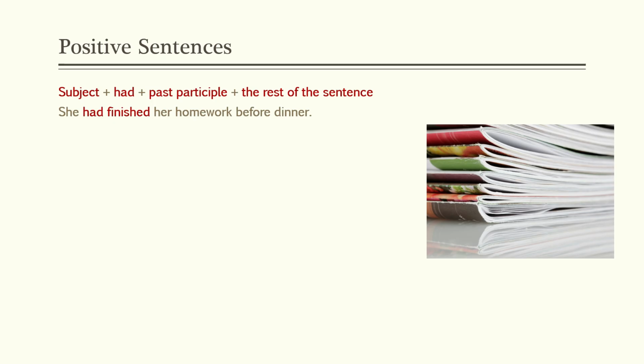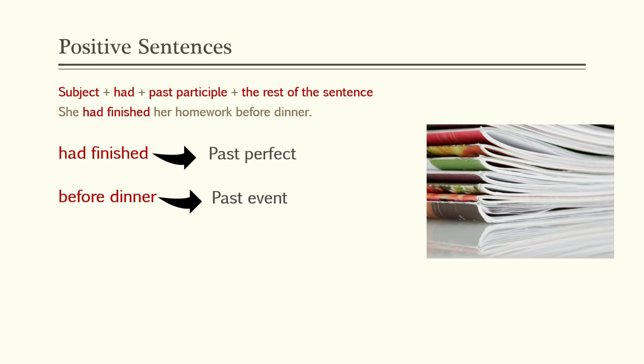Now let's see how to understand it. Had finished. This is the past perfect, the action that happened first. Before dinner. This is the simple past event which happened later.